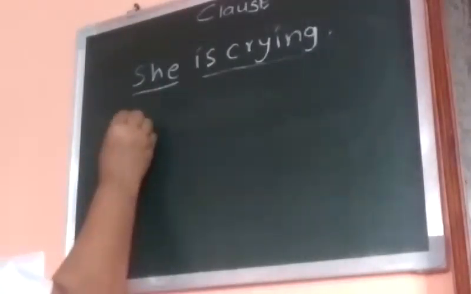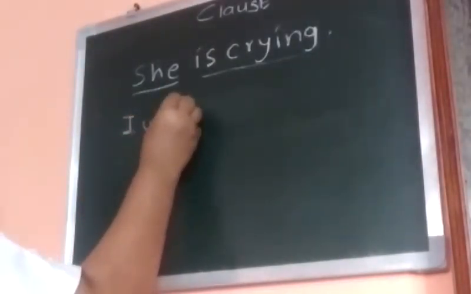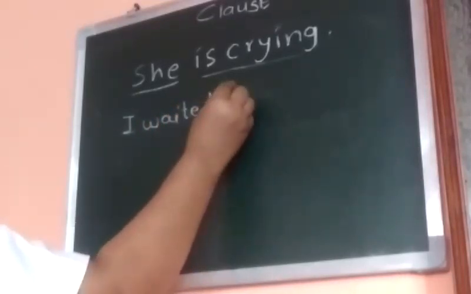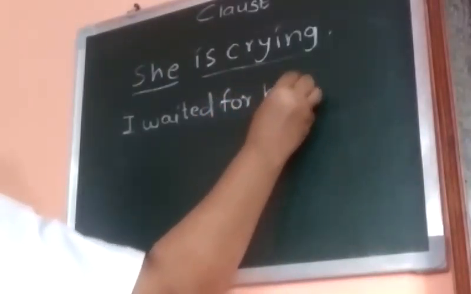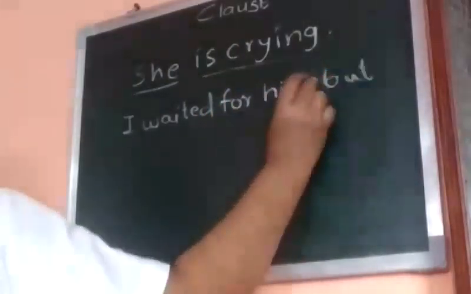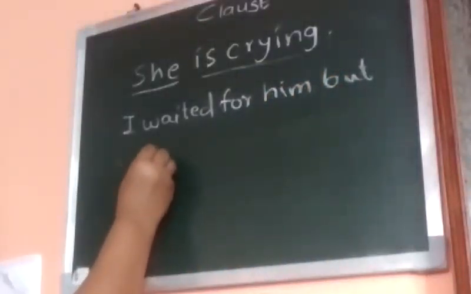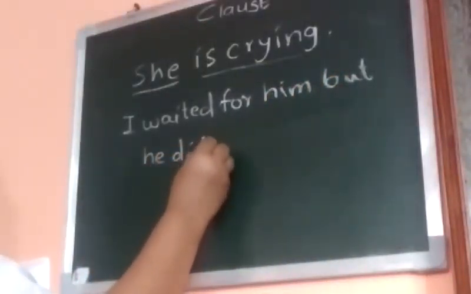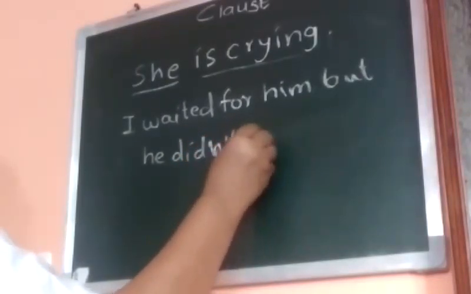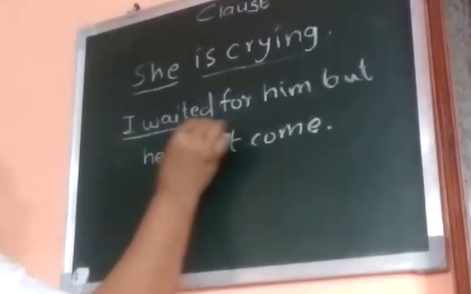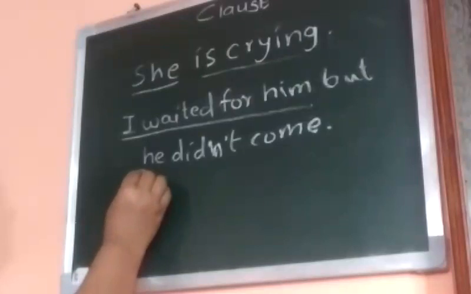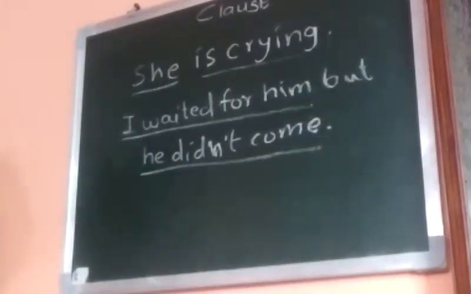Now, I waited for him, but he didn't come. Here, I waited for him and he didn't come. This sentence is an example of two clauses.